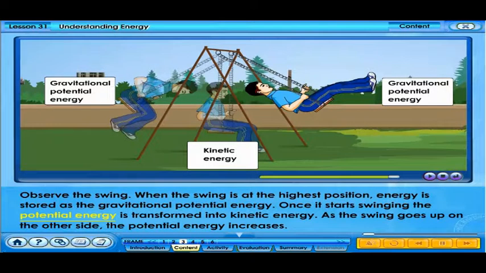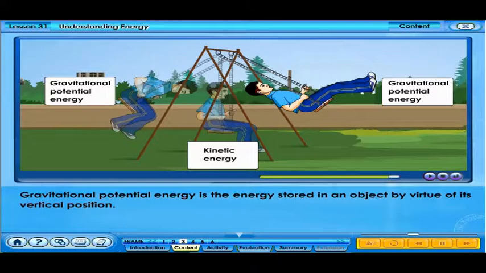Observe the swing. When the swing is at the highest position, energy is stored as the gravitational potential energy. Once it starts swinging, the potential energy is transformed into kinetic energy. As the swing goes up on the other side, the potential energy increases. Gravitational potential energy is the energy stored in an object by virtue of its vertical position.